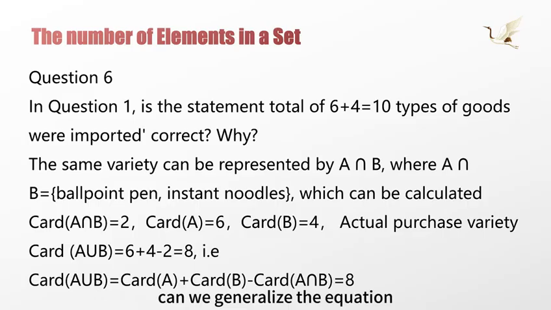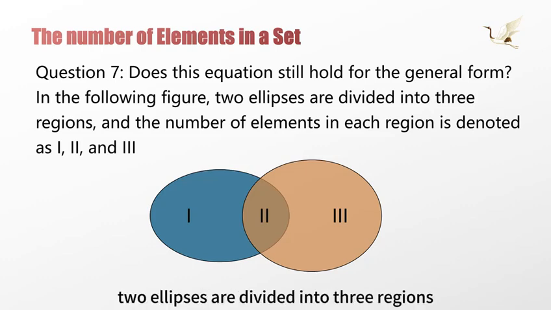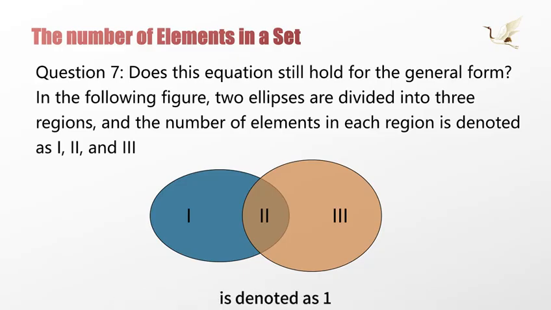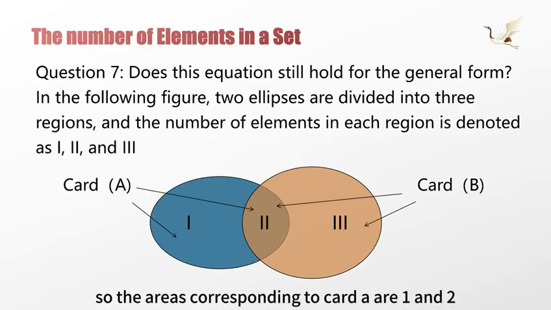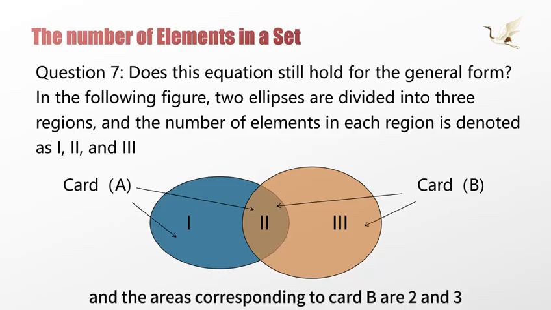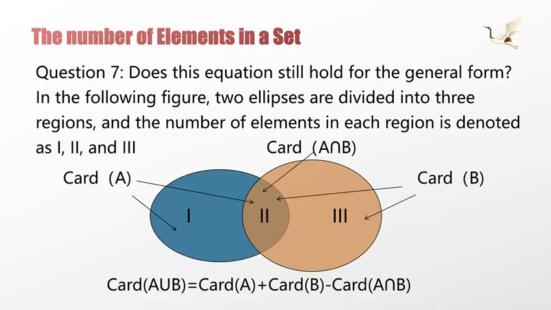Can we generalize the equation we have derived to a more general case? We can use Venn diagrams to study. In the Venn diagram below, 2 ellipses are divided into 3 regions, and the number of elements in each region is denoted as 1, 2, and 3, respectively. So the areas corresponding to card(A) are 1 and 2, and the areas corresponding to card(B) are 2 and 3. A intersect B is the middle area.